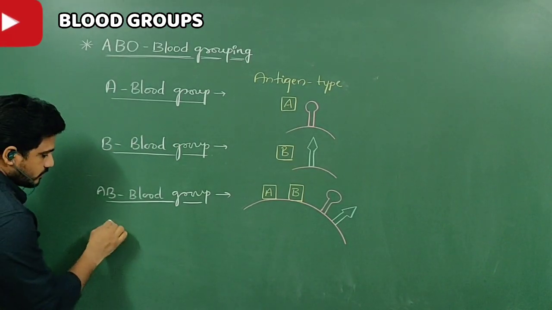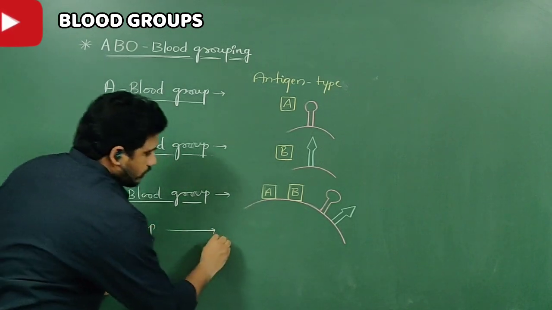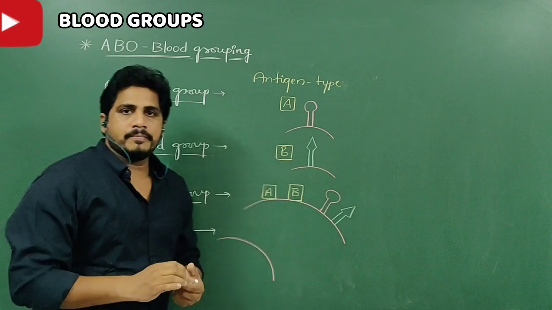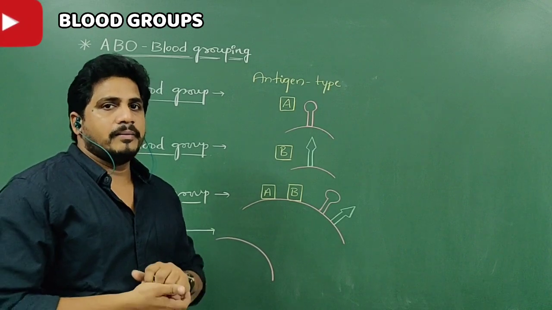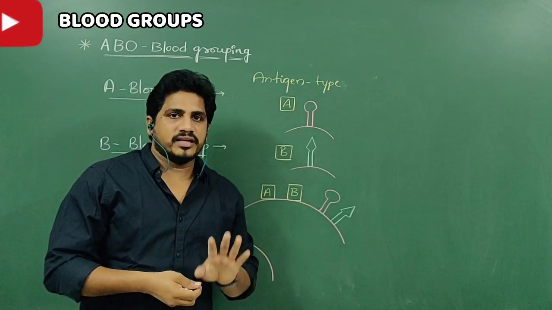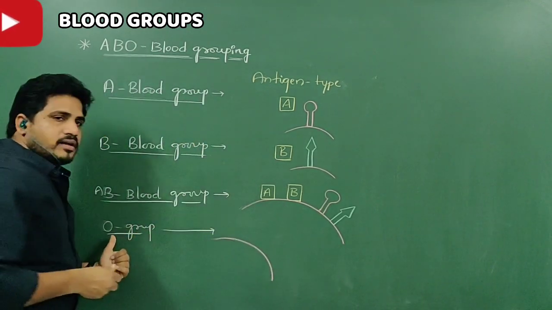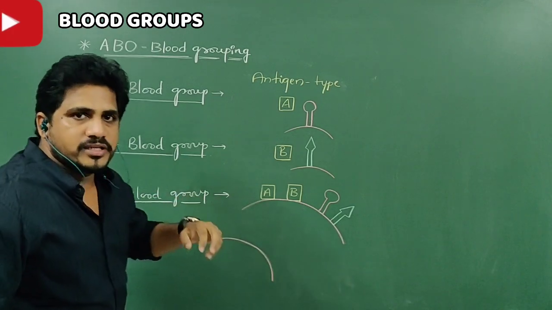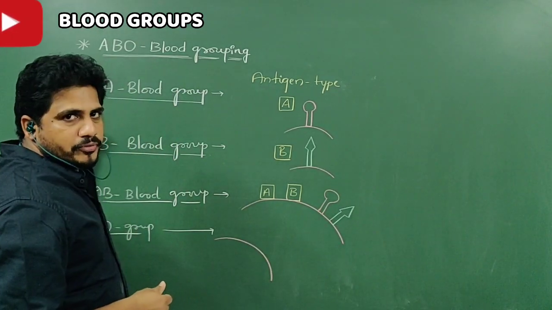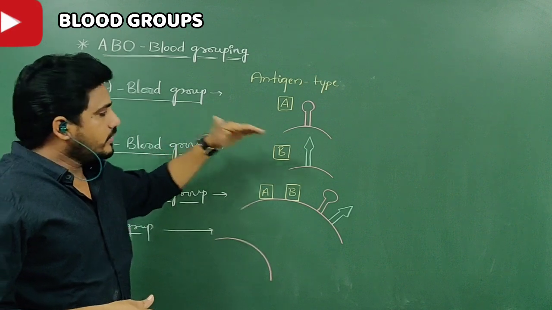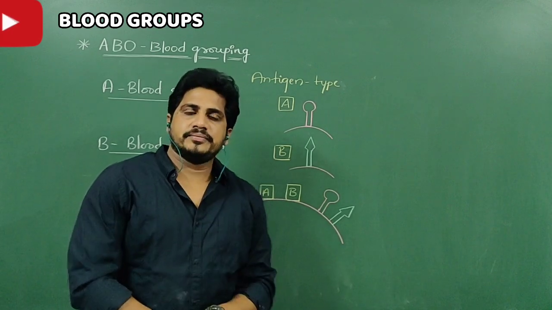In case of O group, on the RBC cell membrane, nothing is present. Nothing means what? Not A, not B. Maybe other antigens are present, but the blood grouping deciding antigens, A or B, are not present. Antigenless blood group is O. Both antigens are present in AB. Either A or B is present in two types of blood groups. In case of antigen A, blood group A. In case of antigen B, blood group B. Okay, now you understand the concept of antigen.